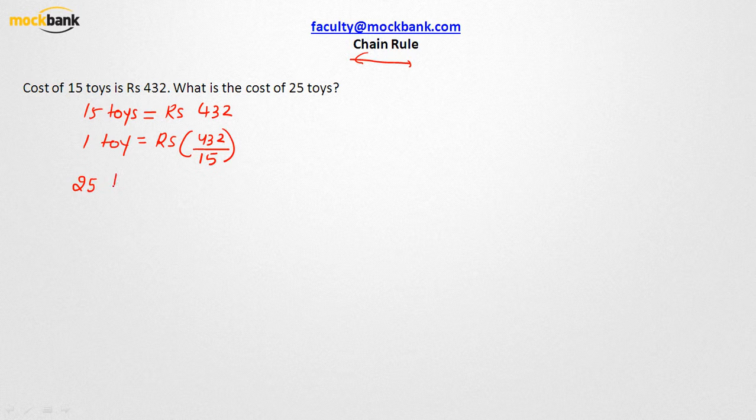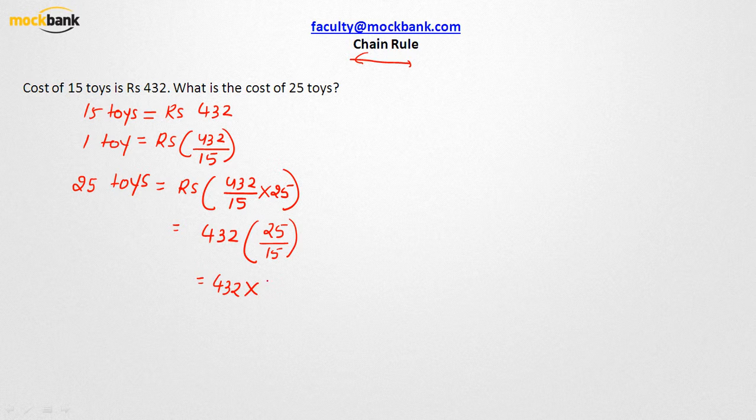And if we need to find out the cost of 25 toys, the cost of one toy will get multiplied with 25 and we will have our answer. So I write it as 432 times 25 over 15. This comes out as 432 times 5 over 3, and this becomes 144 times 5, which is nothing but 720 rupees. Hence, if the cost of 15 toys is 432 rupees, the cost of 25 toys will be 720 rupees.